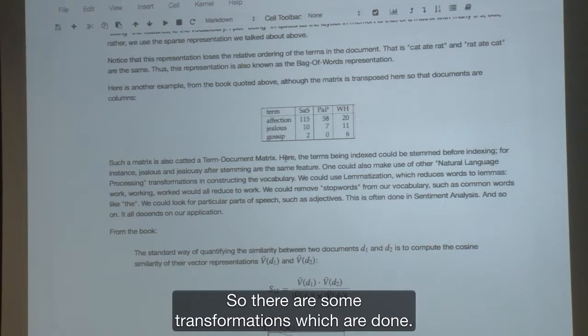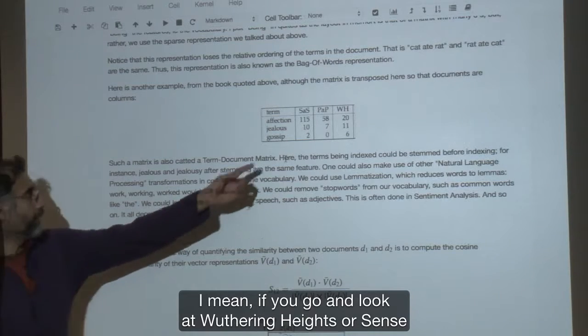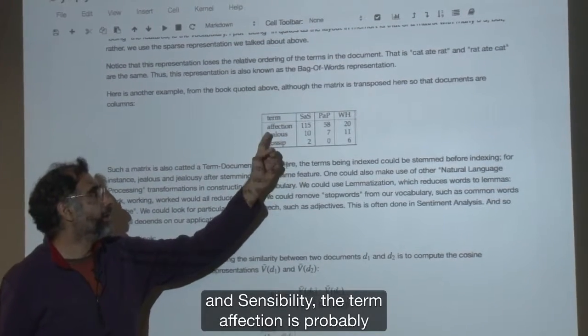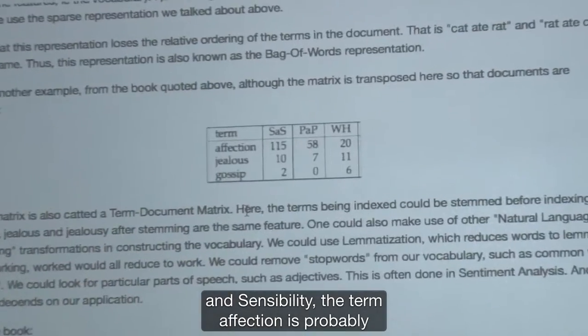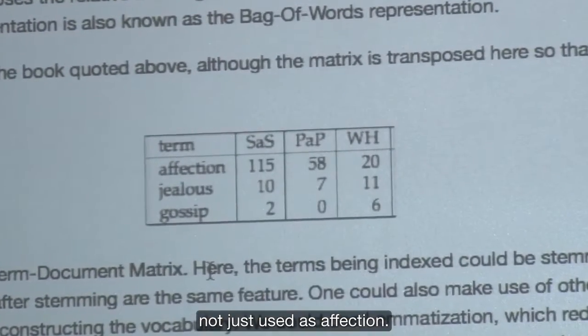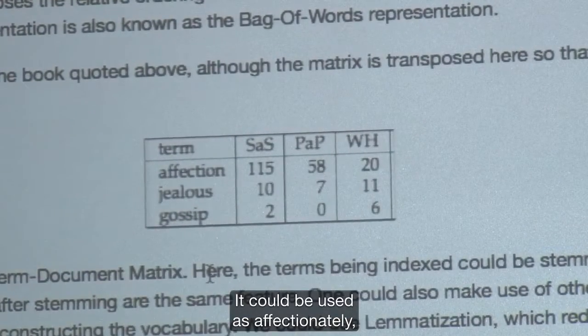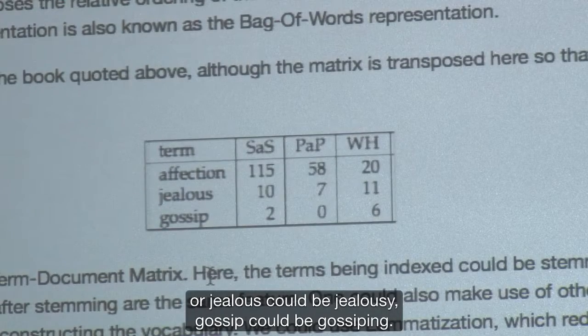So there are some transformations which are done. I mean, if you go and look at Wuthering Heights or Sense and Sensibility, the term affection is probably not just used as affection. It could be used as affectionately. It could be used, or jealous could be jealousy.